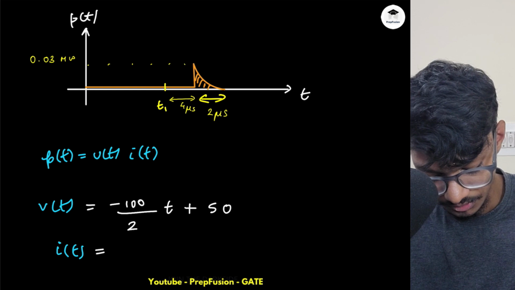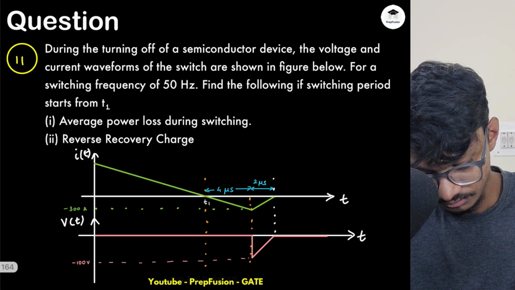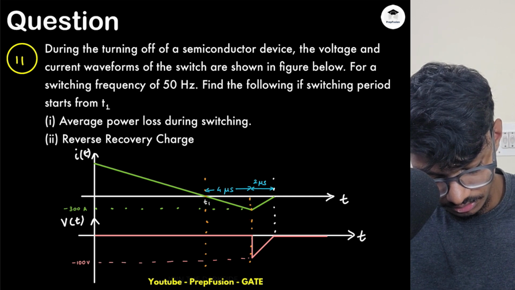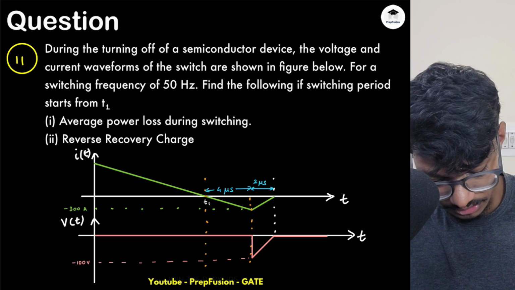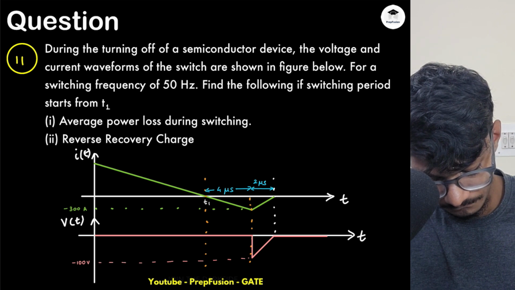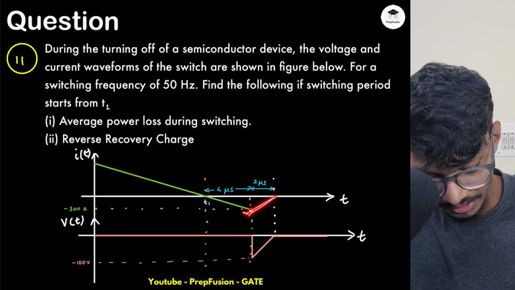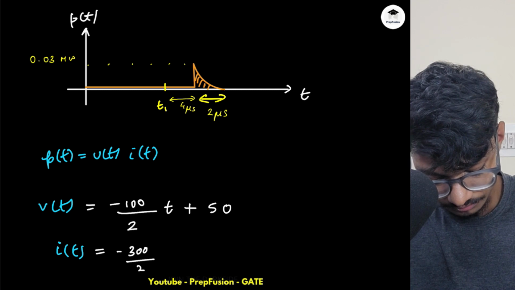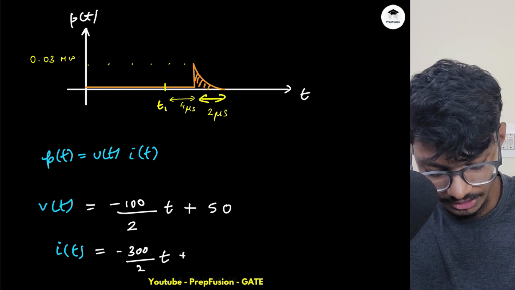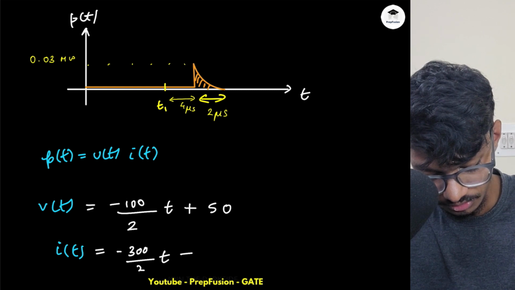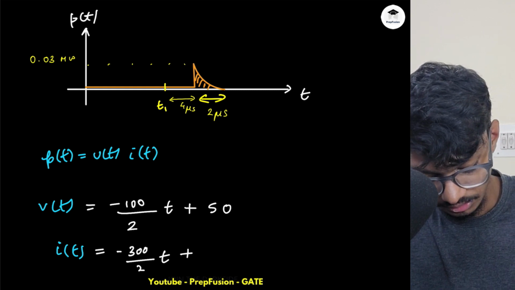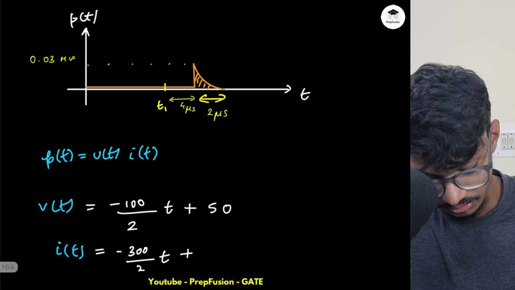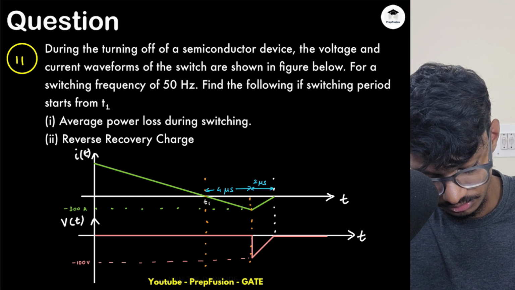Same for I of t as well. So I of t is basically reducing like this. From here it is reducing from minus 300 amperes. So minus 300 divided by 2 into t. At t equals 2 micro, it should be 0. So it should be somewhat like this. At t equals 0, it should be minus 300.